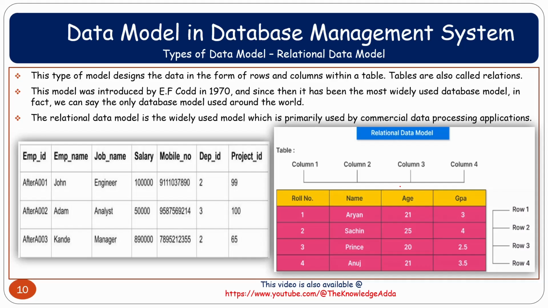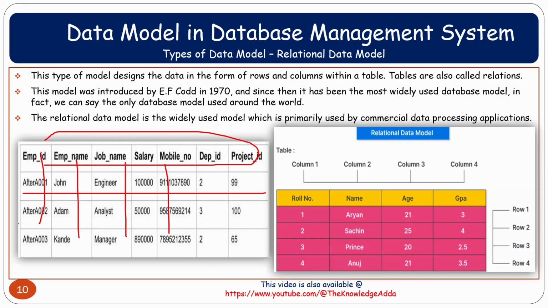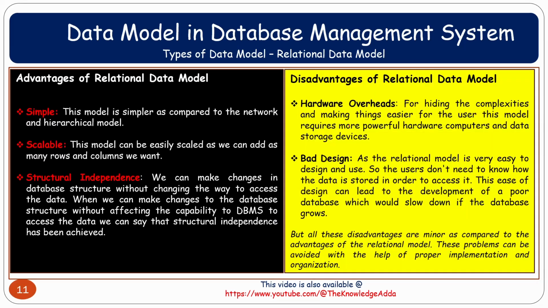Now talking about the relational data model, in this type of data model, your data is stored in the form of rows and columns. Basically this model is used to store data in a tabular format. This relational data model is a widely used model, primarily used by commercial data processing applications. So nowadays most companies use this type of relational data model. Here you can see your data is stored in a table-like structure. This is a column, and this is a record. So basically this is an example of the relational data model.